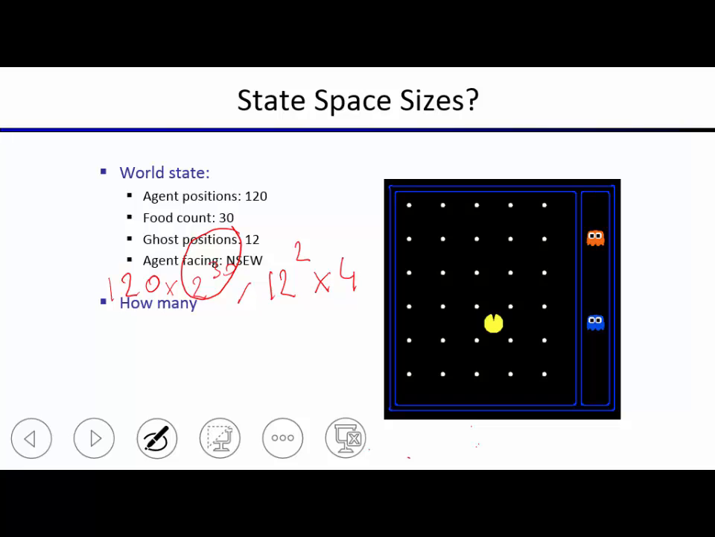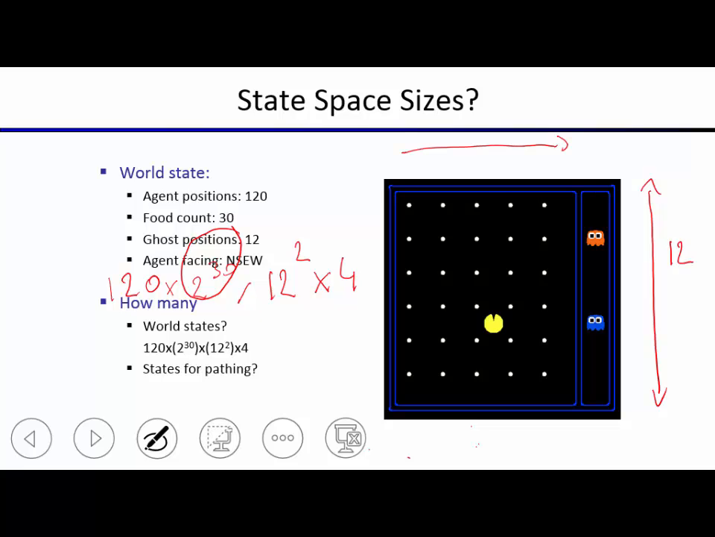Okay, now how many states do we have? So world states we did. That's written down here again. If we look at the search problem of pathing, question there. Okay, so the way we counted that is that there are 12 possible y coordinates and 10 possible x coordinates. And so 10 times 12 is giving us 120. Okay, so Pac-Man can actually sit between those dots. So not every spot is occupied by a dot initially in this board.